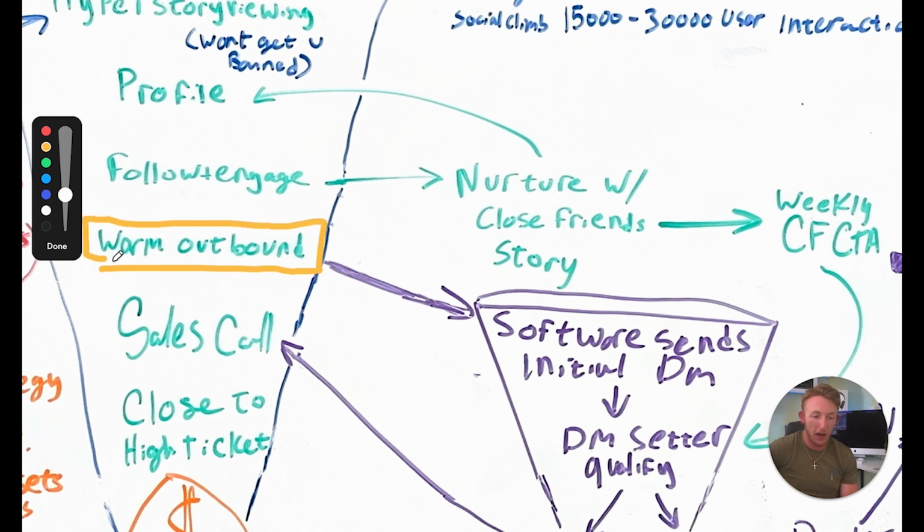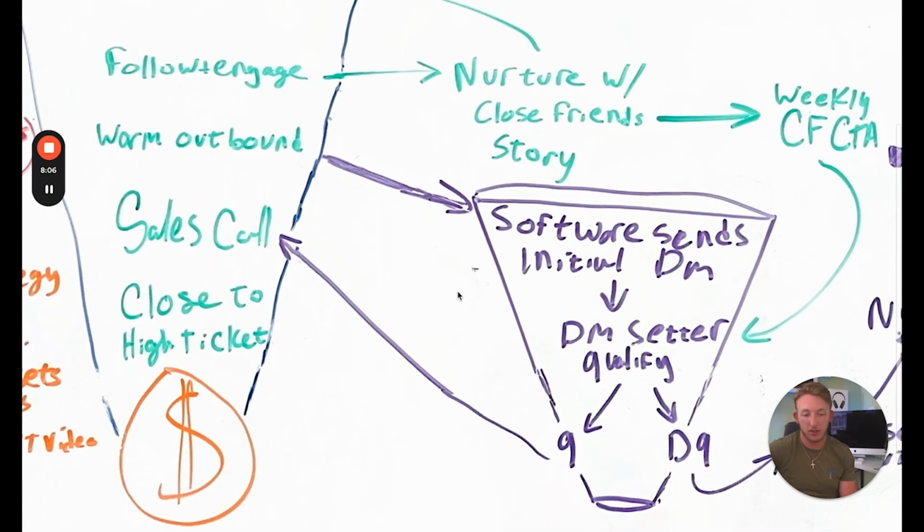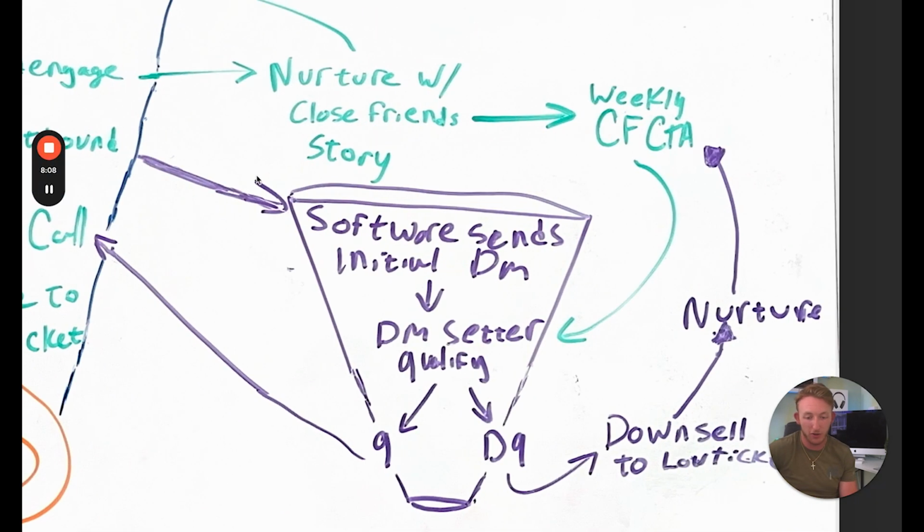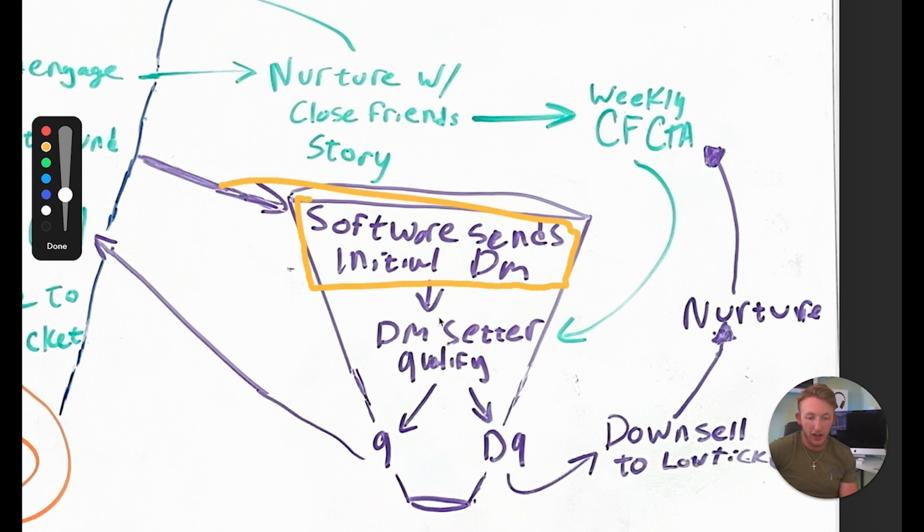So the warm outbound auto DM is super, super good. It's not going to be an AI. It literally just sends the first message. Now you can implement an AI bot, but I recommend just getting a DM setter, and that's where this warm outbound funnel comes in. So this is a separate funnel. Here, as you can see, the software, like I said, is going to send them that initial DM. And then from there, we're going to qualify them. The DM setter is going to qualify them in the DMs, right?